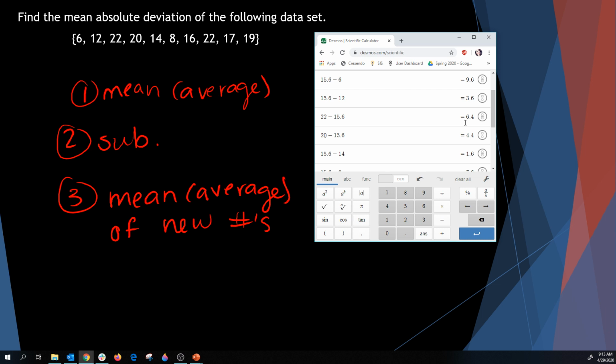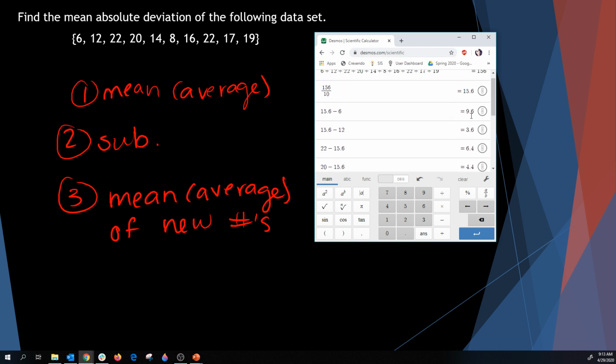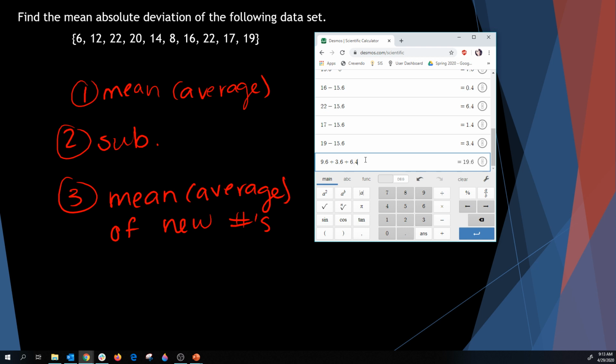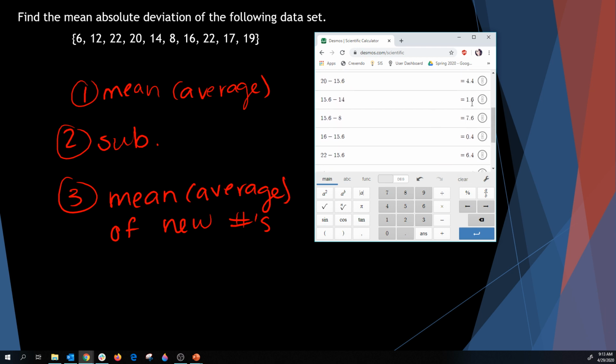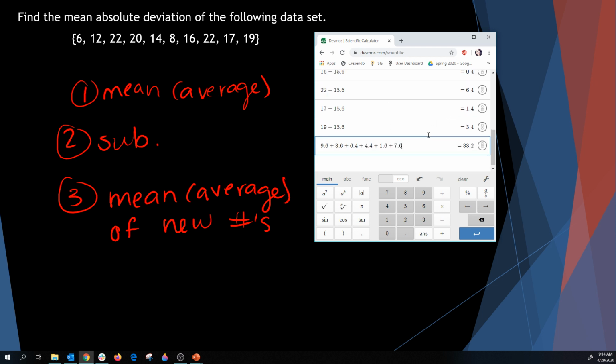So now all we need to do is take all of these new numbers that we have here, our distances, add them together, and then divide them. So that's 9.6 and 3.6. And then after that was 6.4. Then we have 4.4. 1.6, 7.6, 0.4, 6.4, 1.4, 3.4. So double checking 1, 2, 3, 4, 5, 6, 7, 8, 9. Did I miss one? Oh, nope, there it is. It's at the end. 10.